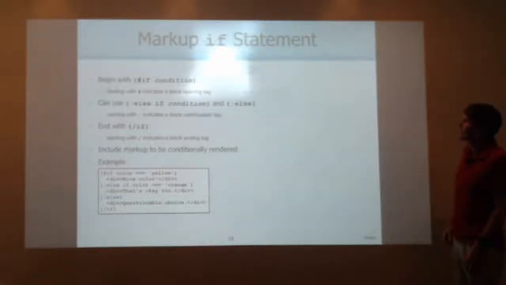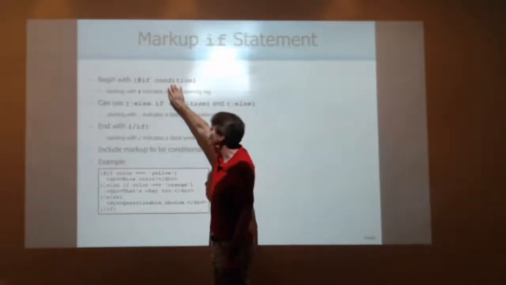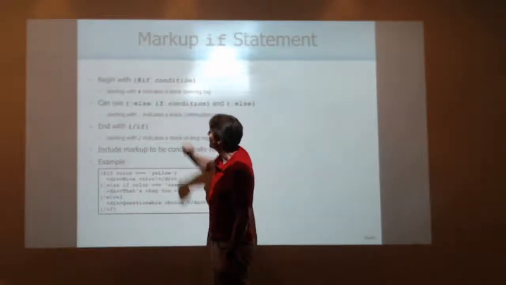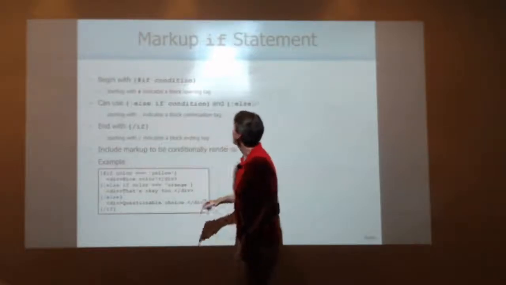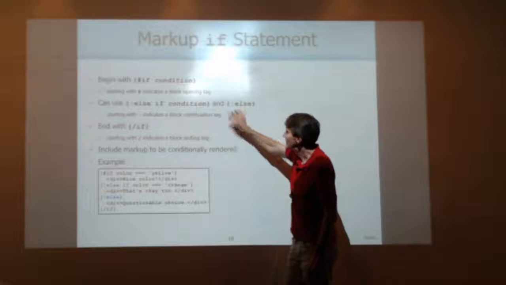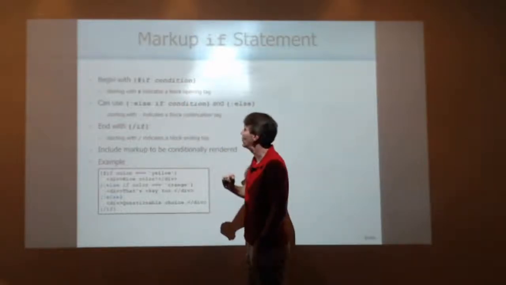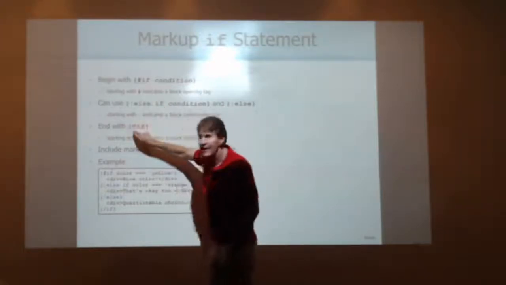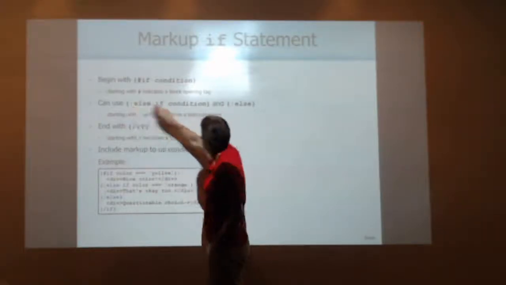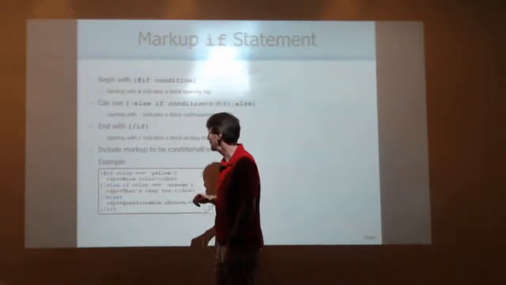So let's look at the if. It begins with #if and a condition, and this is just a JavaScript expression. So if it's true, then you're going to render the stuff that is inside. And you end it like that, and then in the middle, if you want, you can have an else part, and you can have an else if with just another condition, as many of those as you want. So notice that it begins with a #, ends with a slash, and the things in the middle have a colon, and that same pattern carries over to all of the others.